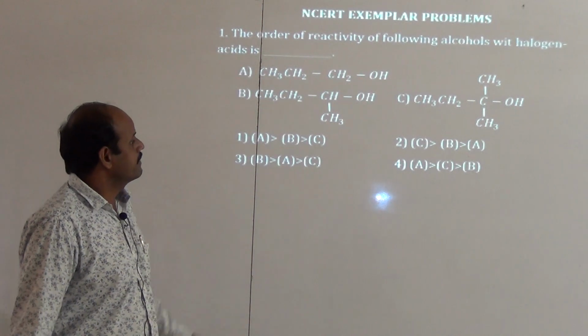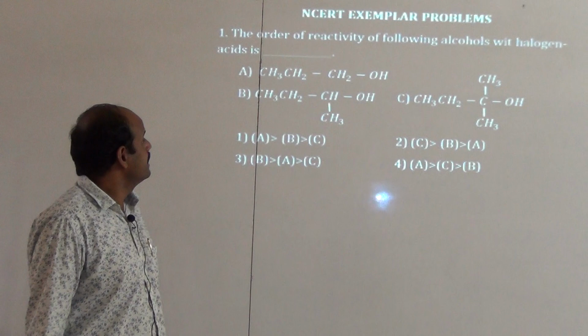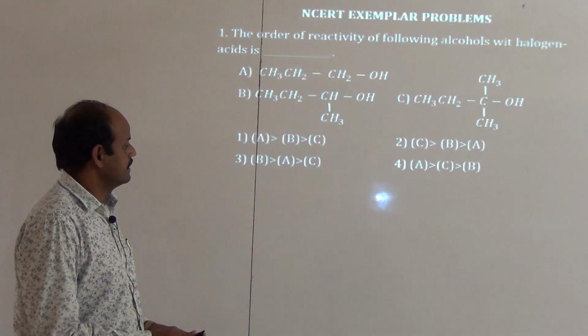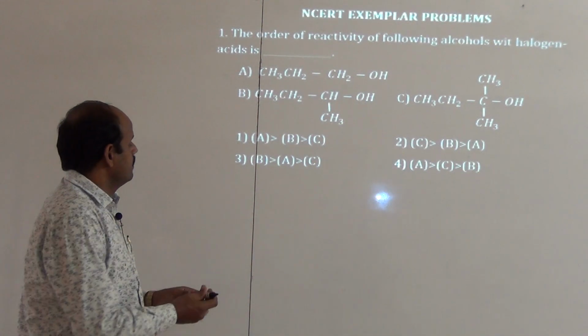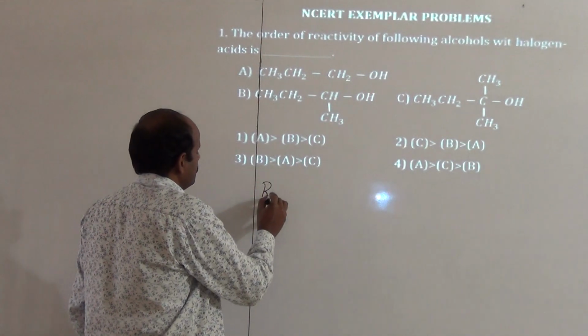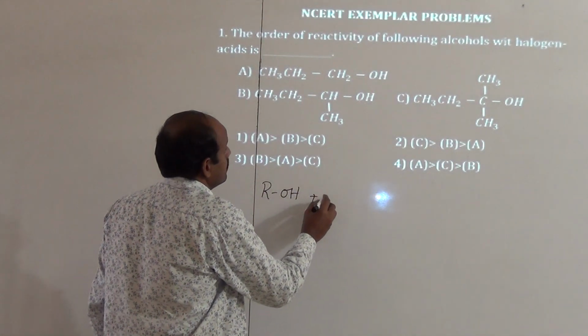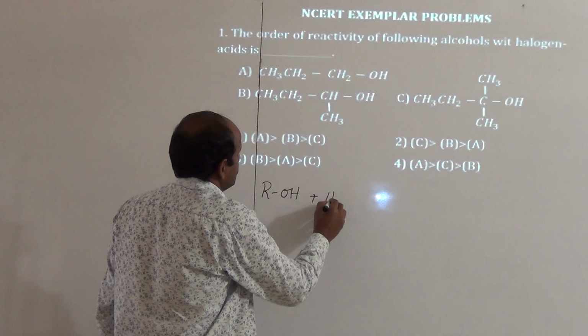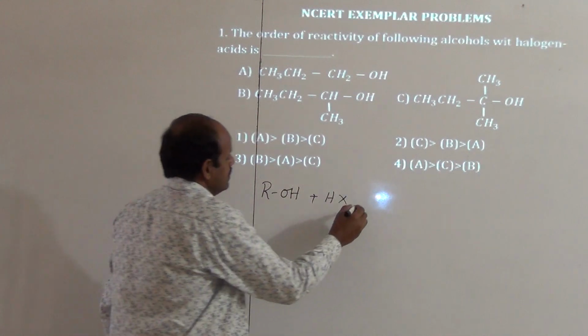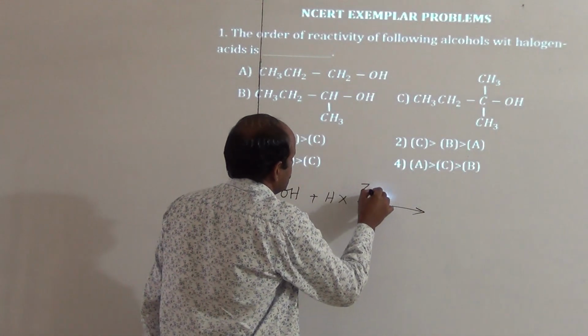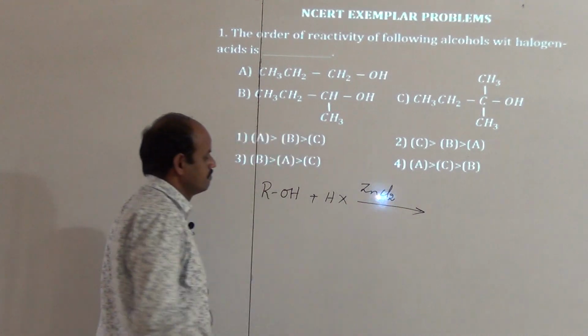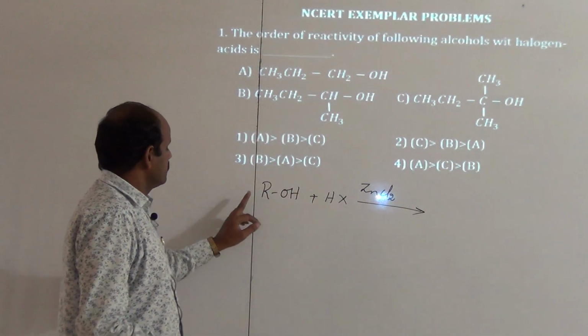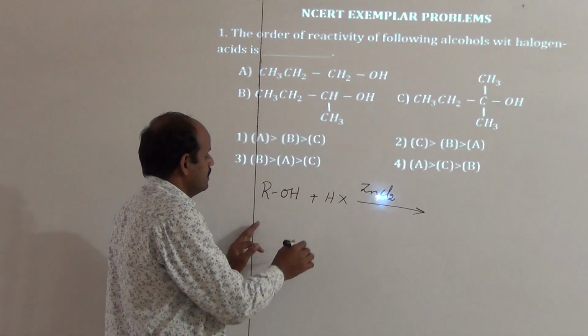The order of reactivity of following alcohols with halogen acid is... Here alcohols react with halogen acid HX in the presence of zinc chloride. Then here they asked the reactivity order.